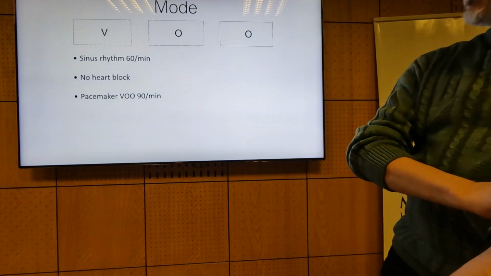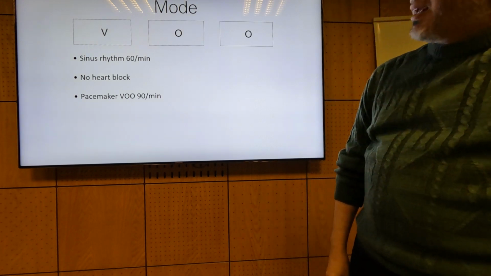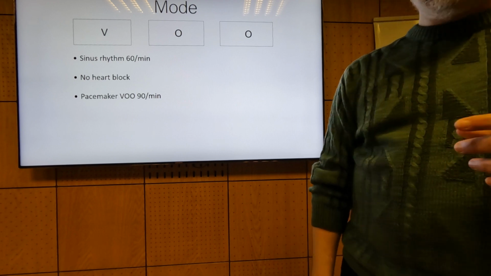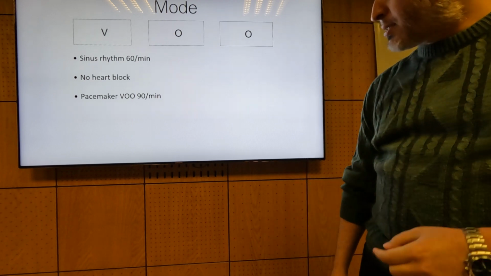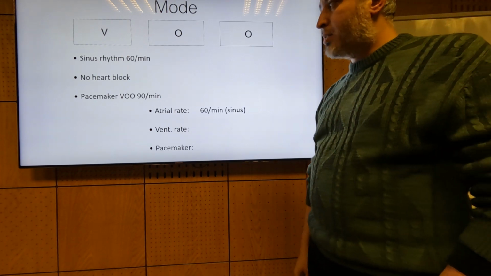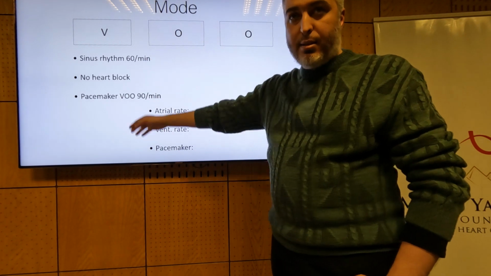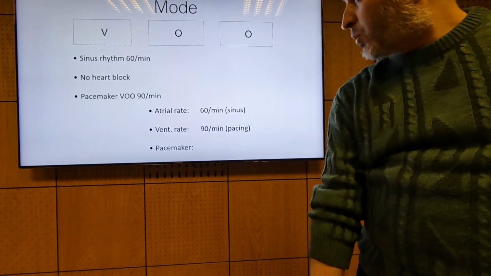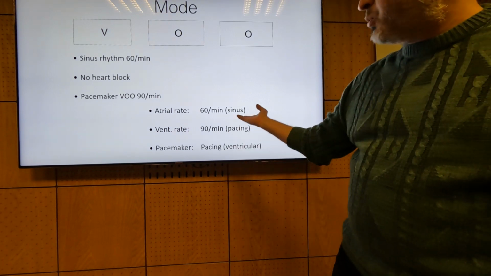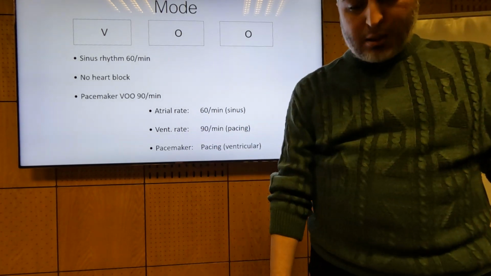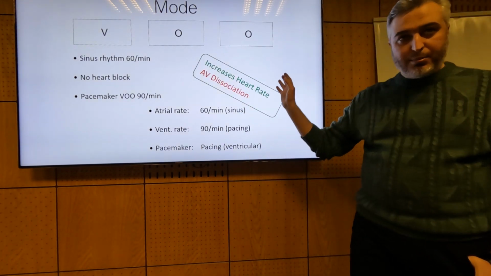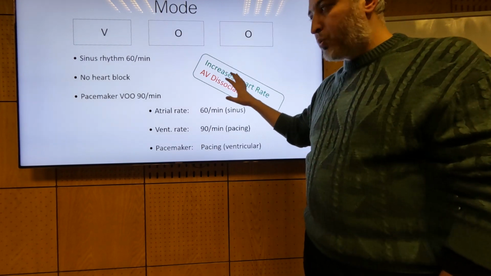Sinus 60, no heart block. VOO 90. What's the atrial rate? 60, which is sinus. What's the ventricular rate? 90, which is pacing, because you're pacing faster than his own rhythm. What's the pacemaker doing? Pacing ventricular. So what did we achieve here? Increase the heart rate. Again, this is very similar to the VVI. You get the non-physiological increase in the heart rate with the AV dissociation.